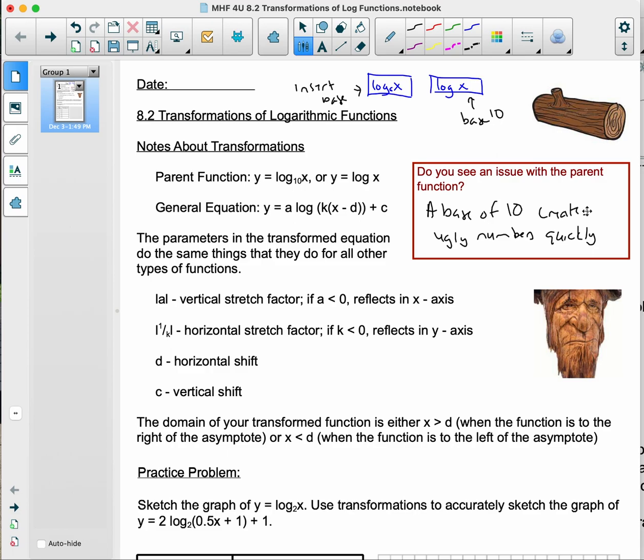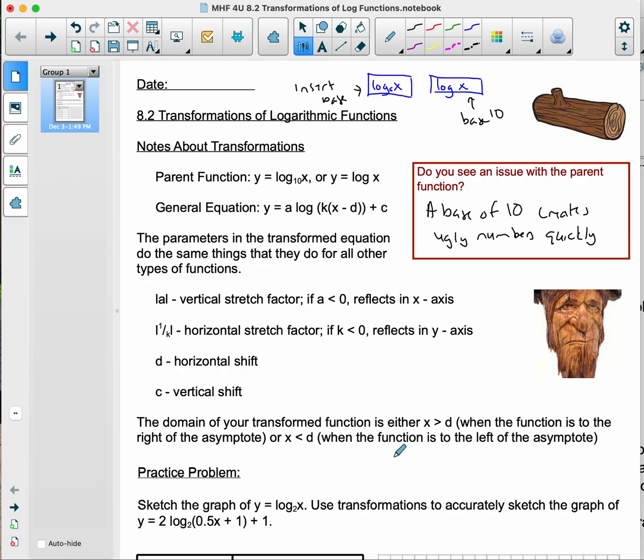Your transformations are the same as they have been for 2 years. The absolute value of a is the vertical stretch, and if you've got a negative sign there, you've reflected over the x-axis. Your horizontal stretch is 1 over k, and if k has a negative in front of it, you reflect over y. Then d moves it side to side and c moves up and down. Don't forget to common factor k. I've been writing that on everything all year long, and probably Miss Richardson was last year too. Make sure that you common factor k out before you start trying to apply transformations.